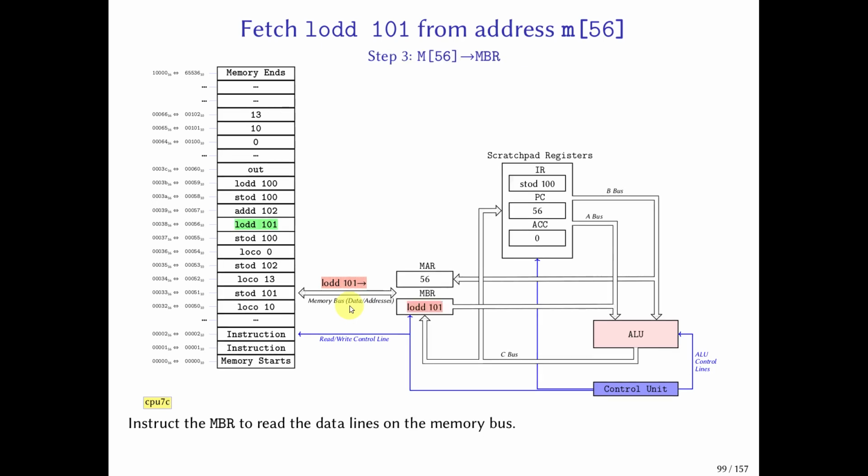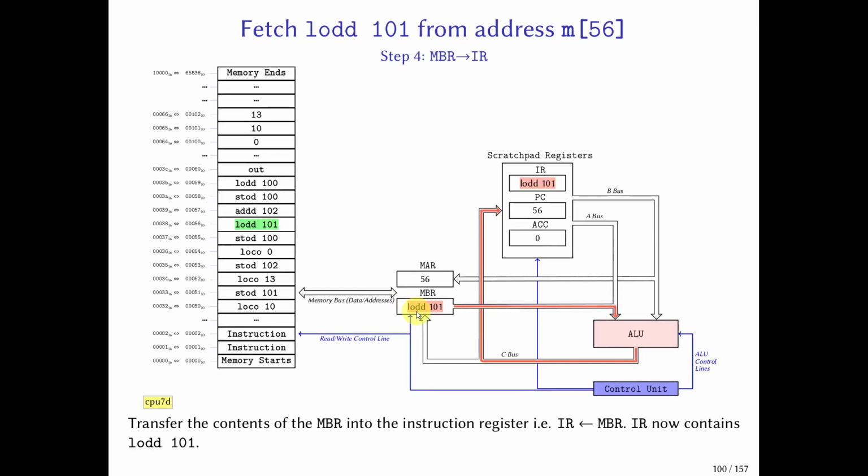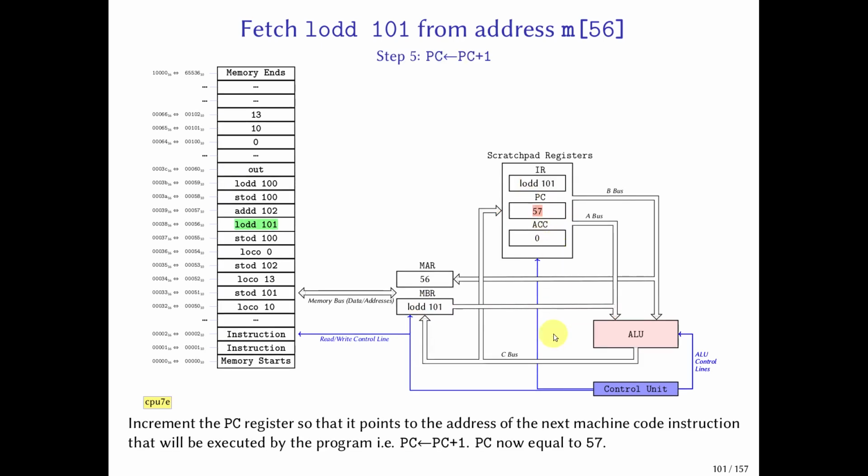The next thing that happens, of course, is that the CPU reads the data lines of the memory bus, copying whatever values are being asserted there into the memory buffer register. And then the next step is to transfer the machine code instruction that has been read from primary memory via the data path into the instruction register of the CPU. And then finally, as ever, we increment the PC register by 1.